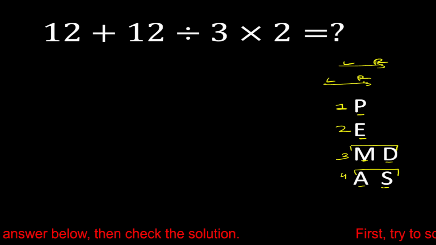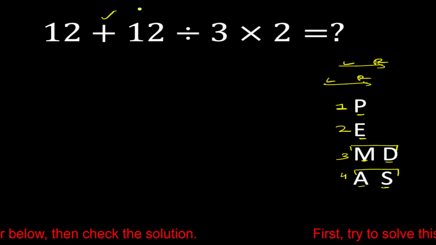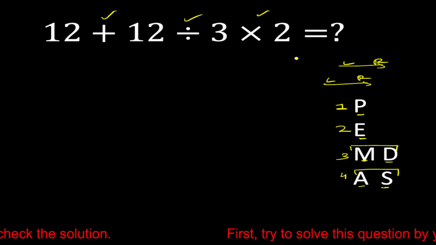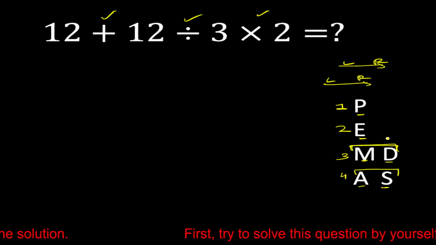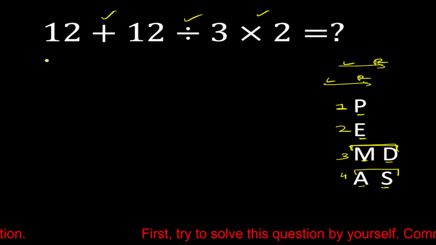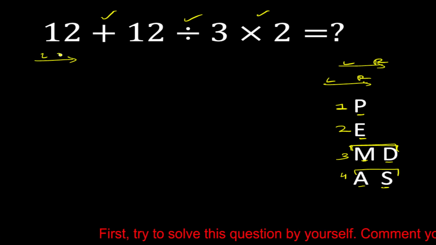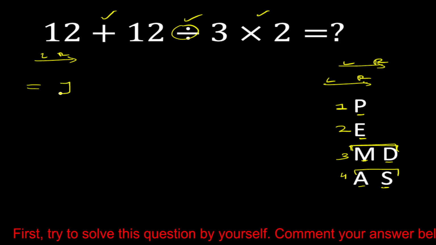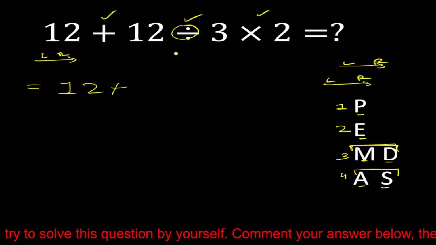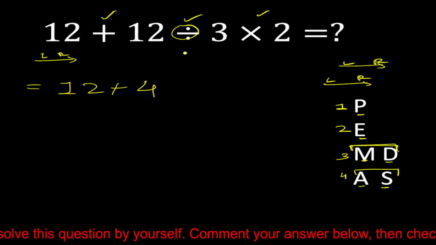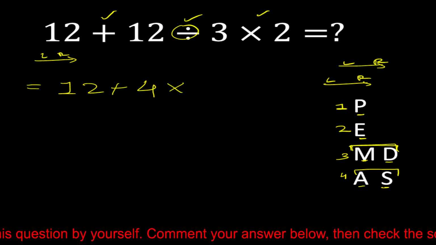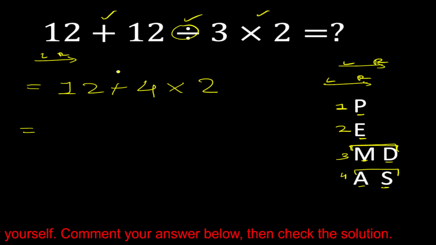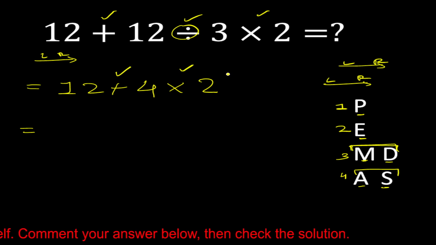Okay. So in this question, we have one addition, one division, and one multiplication. So according to the PEMDAS rule, first we have to solve multiplication and division. Both have equal priority, so we have to solve it from left to right. Okay, so first we have to solve this division. Is equal to 12 plus, now 12 divided by 3 is equal to 4, multiplied by 2.